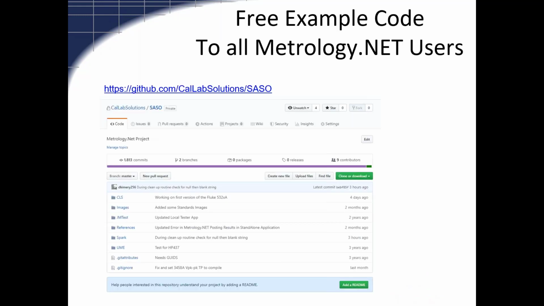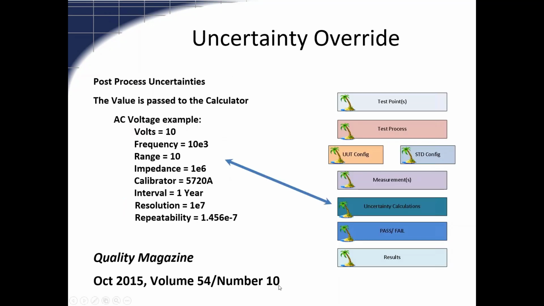And I'm going to jump back to this slide for just a second. If you look at Quality Magazine, October 2015, volume 54, number 10, that issue of Quality Magazine actually has an example of how you can send a set of name value pairs off to our uncertainty calculator and use metrology.net to do nothing but calculate measurement uncertainties for you.